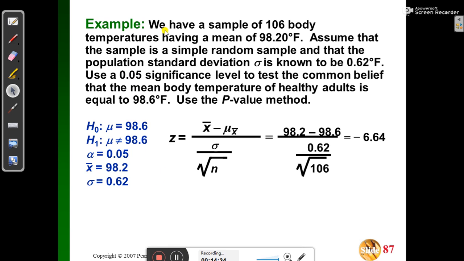Another example: we have a sample of 106 body temperatures having a mean of 98.20 Fahrenheit. Assuming that the sample is a simple random sample and that the population standard deviation sigma is known as 0.62, use a 0.05 significance level to test the common belief that the mean body temperature of healthy adults is equal to 98.6 degrees. Use the p-value method.